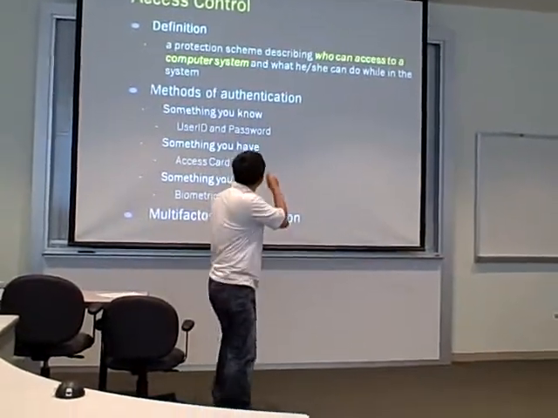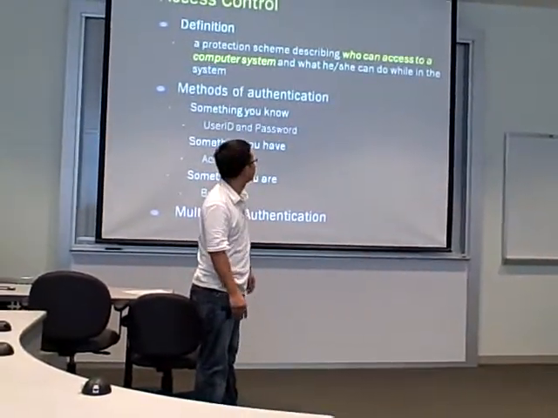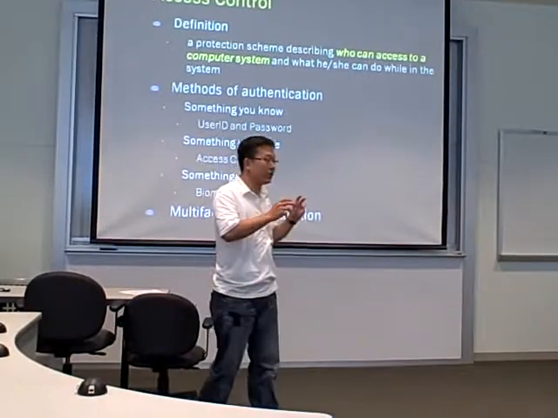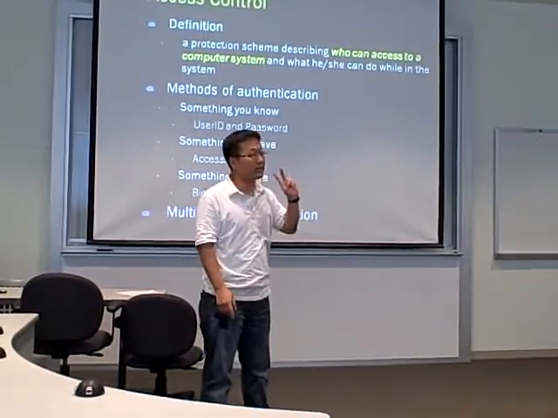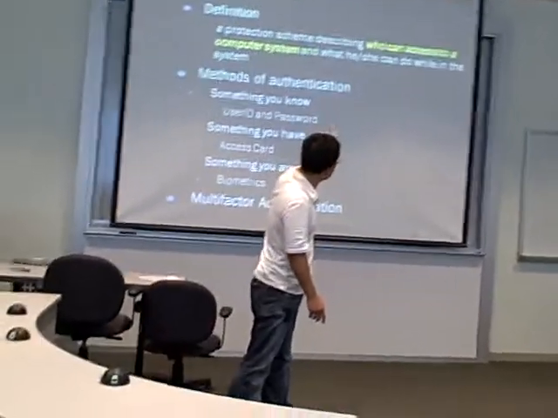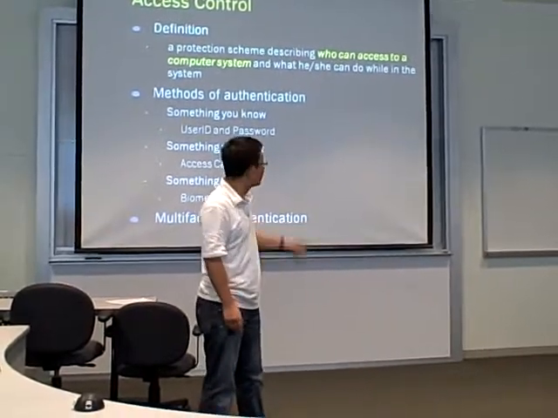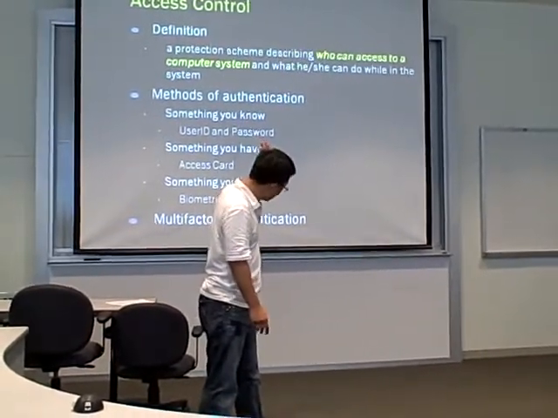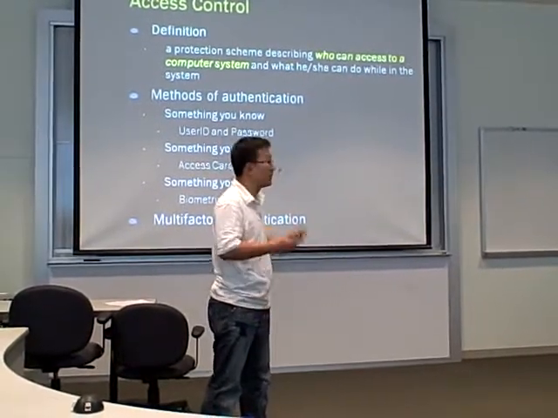Actually, in this part, there is the access control concept. The access control concept is divided into two parts. The first one is authentication. The second one is authorization. Authentication refers to who can access a computer system, and authorization is what he can do while in the system.